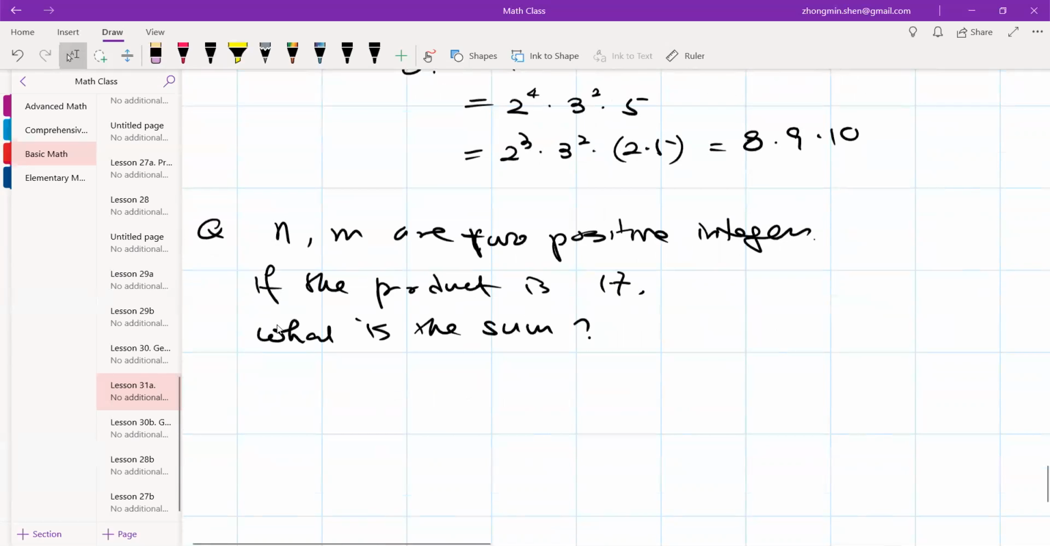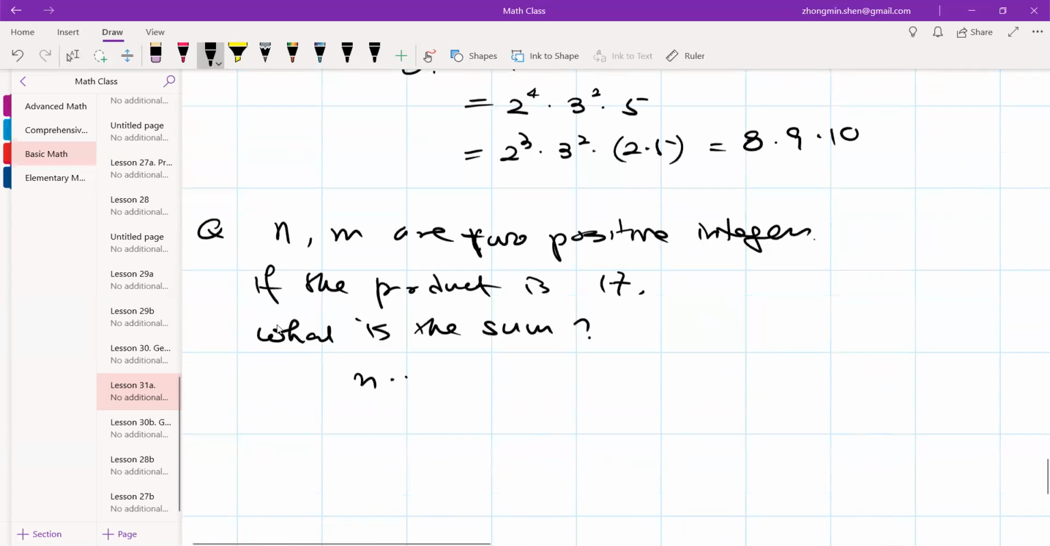10.5. Isn't it possible? 17 is a prime number. There is no sum. Okay, so 18, that's right. 17 is a prime number, come on, right? You cannot uniquely determine that if n, m are not integers.